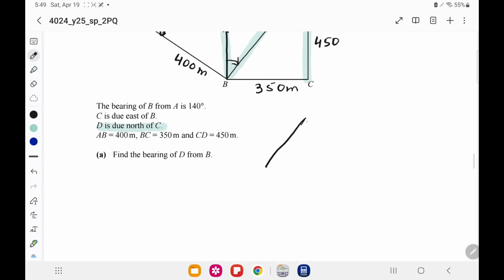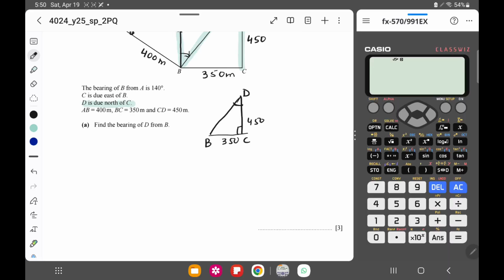DBC, then it's 90 degrees, 450, and you have the third side which is 350, and we have to calculate the angle D, which is the bearing. So adjacent and opposite sides are there. Tan is applicable. Tan of angle D is equal to 350 upon 450.